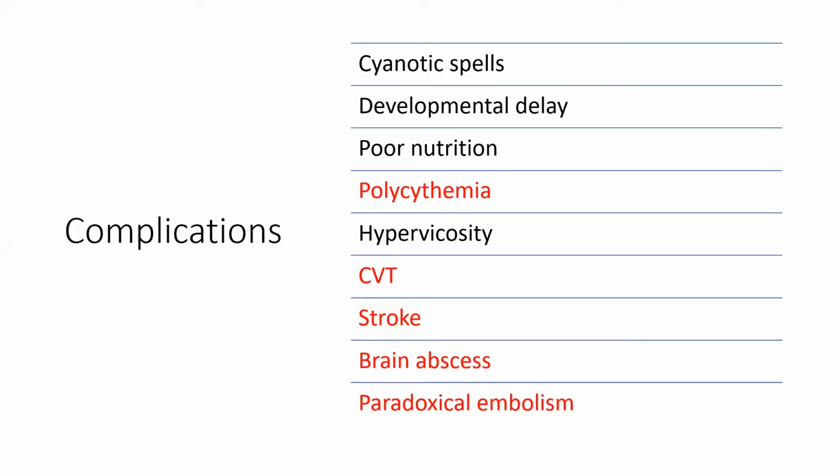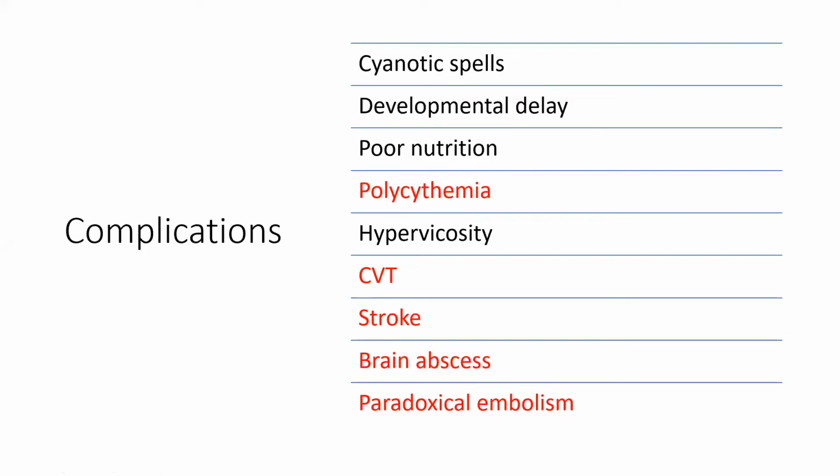Let me project. Now, the first 3 things that I've shown you here are all in children: cyanotic spells, developmental delay, and poor nutrition. From here starts why you get the right hemiparesis. Most patients with tetralogy of Fallot have polycythemia. There is an erythrocytosis secondary to the hypoxia, and that leads to hyperviscosity. And so you can get a cortical vein thrombosis, you can get an arterial stroke, you can get a brain abscess because you can have infections coming in, and you can have a paradoxical embolism. So all these are reasons why a person with a tetralogy of Fallot will present with a hemiparesis.